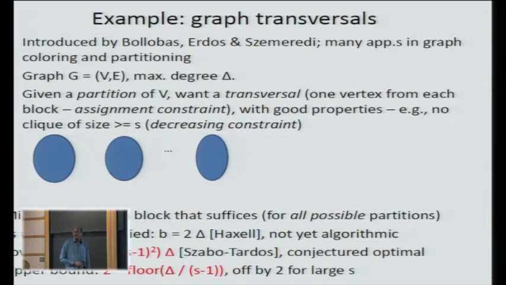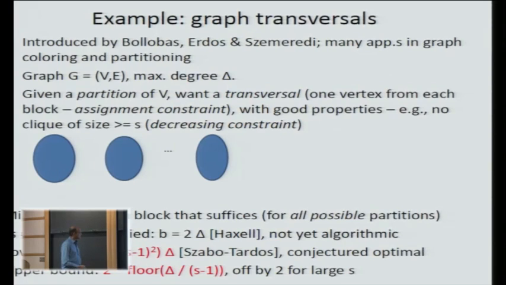This result is not yet algorithmic. And this 2 delta is tight in a very strong sense. You cannot even replace it by 2 delta minus 1. It's truly tight. This is not yet algorithmic. Her proof is topological. So more generally, for general s, what is known? Szabó and Tardos show that, if s is large, approximately delta over s is a lower bound on b. And the upper bound, like I said, is by Loh and Sudakov. I forgot to mention this.